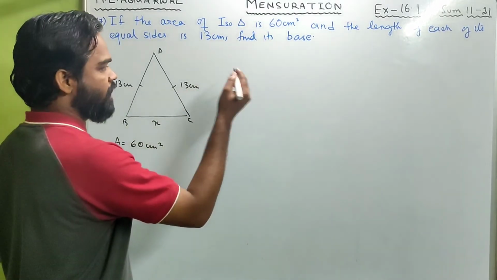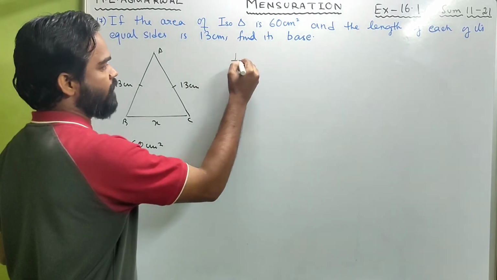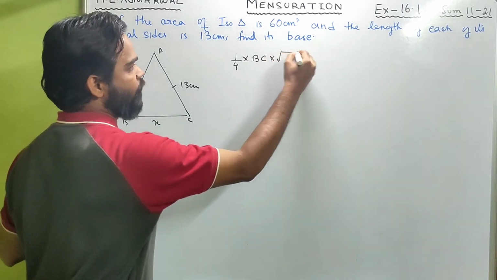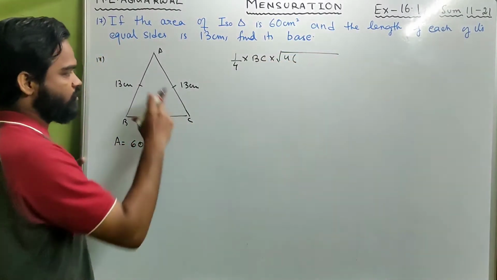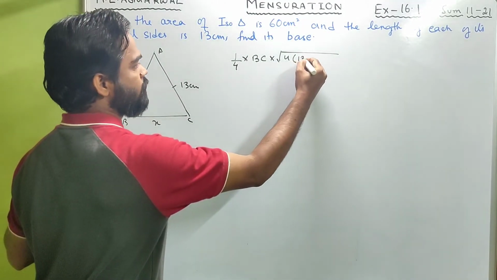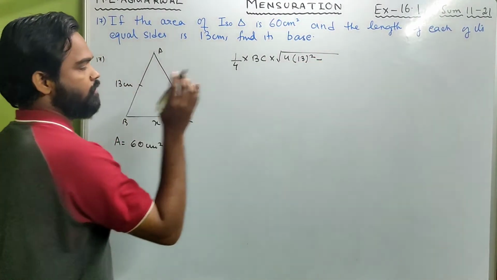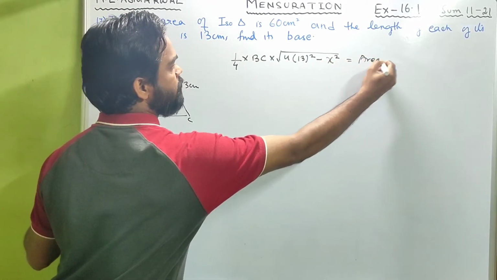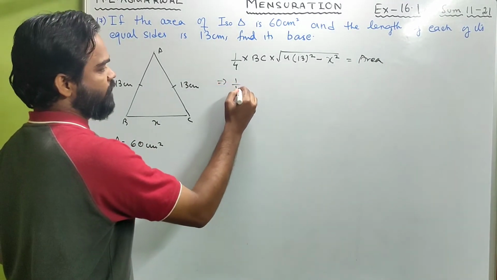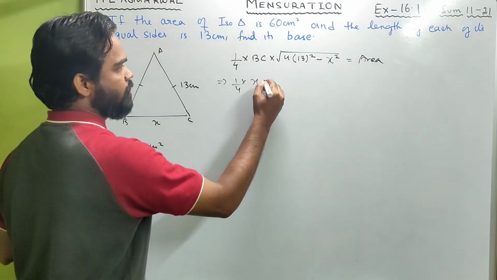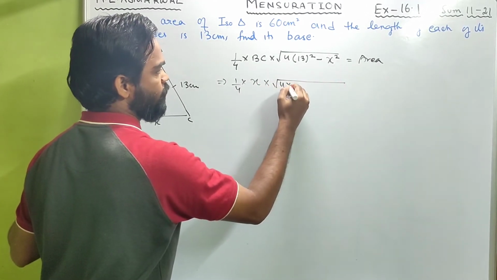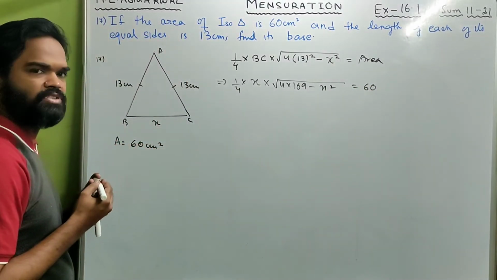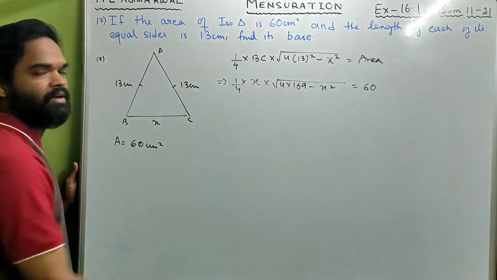We know area of an isosceles triangle is 1 by 4 multiplied by base multiplied by square root of 4 into a square, where a is the equal side, over here, 13 square, minus the base square, which is x square. This is equal to area, isn't it? Now, you can say 1 by 4. Base is, we know, x, multiplied by square root of 4 into 169 minus x square is equal to 60, isn't it? We have this information. Now we need to solve this and get the value of x.